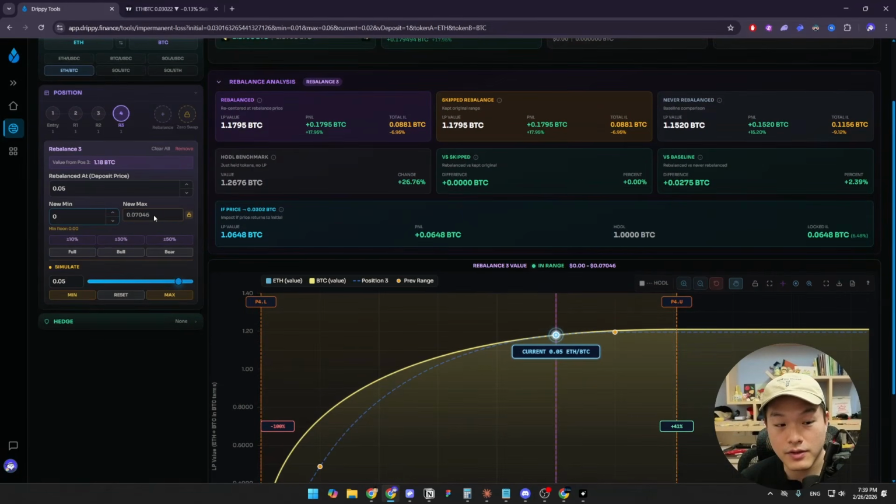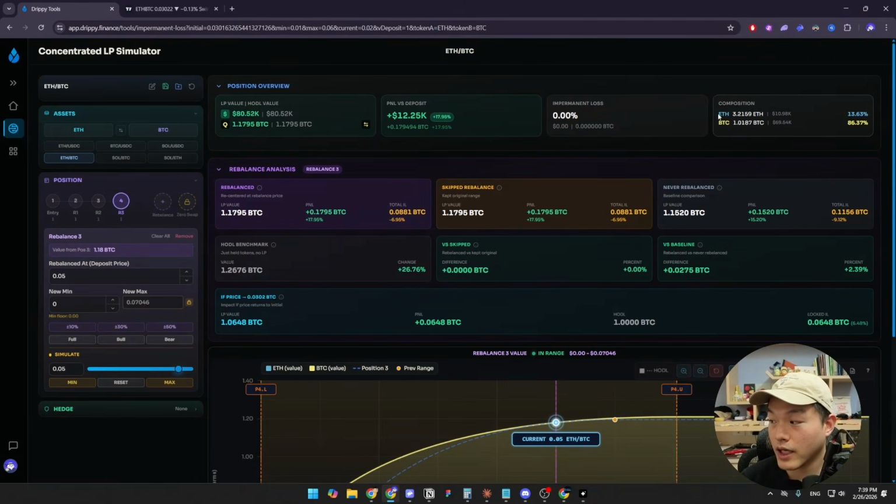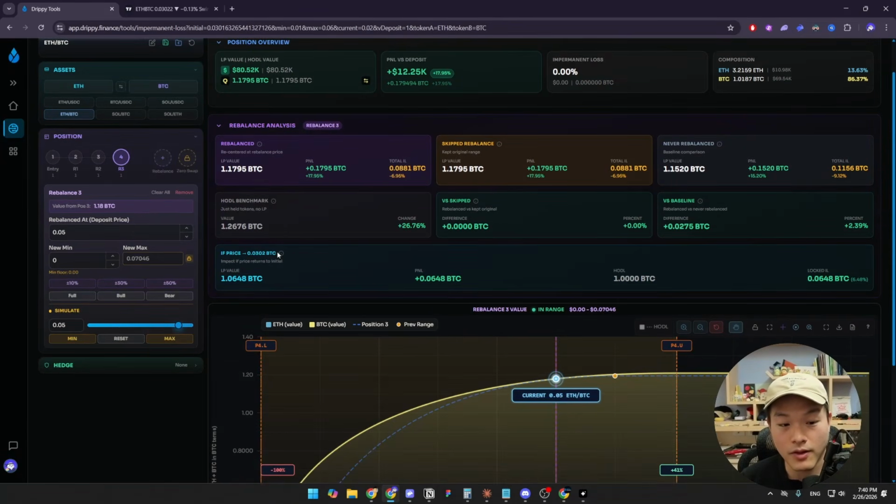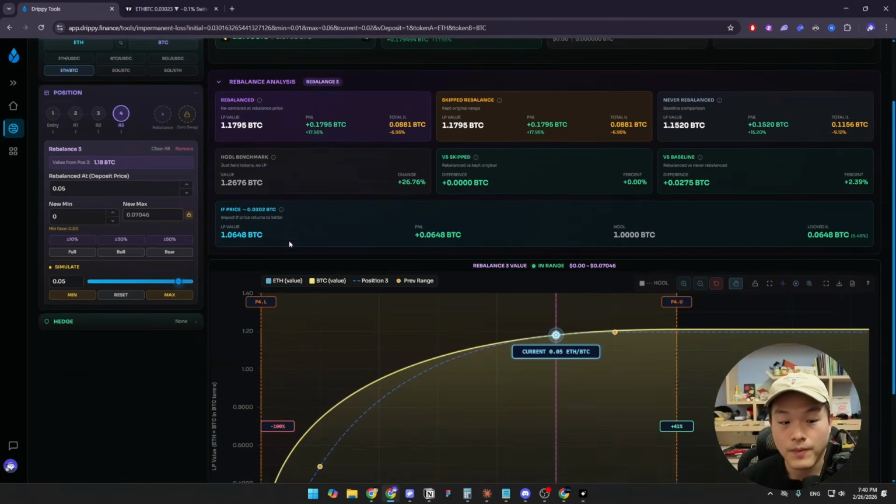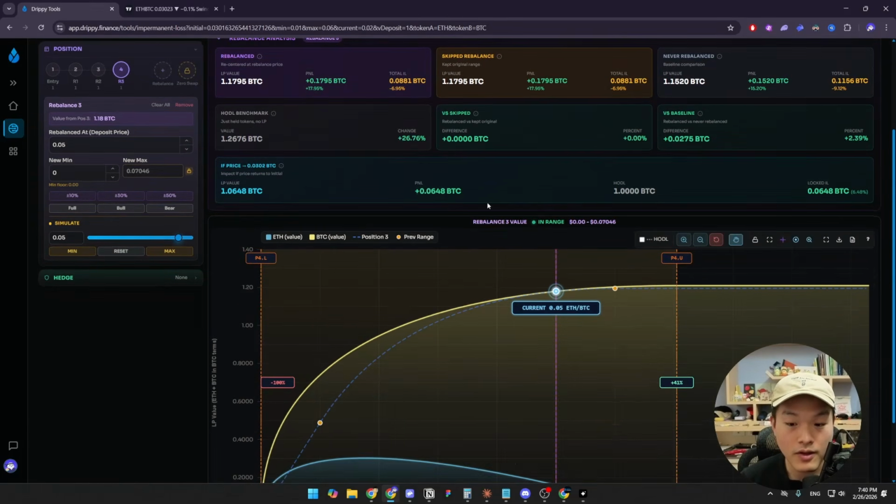And as long as you keep the new max range and not expand this up too much, because if you expand that too much, you would need to actually buy more ETH to pair it into the LP. And again, this is a zero swap rebalance. So we're not actually locking in any negative impermanent loss. Prices dump all the way back to 0.0302. We would actually be gaining about 6% net BTC on our position.